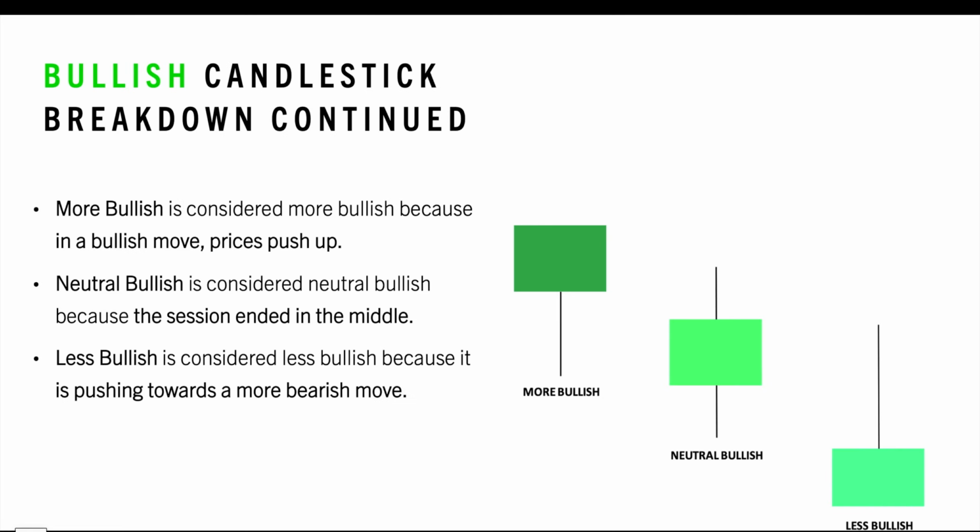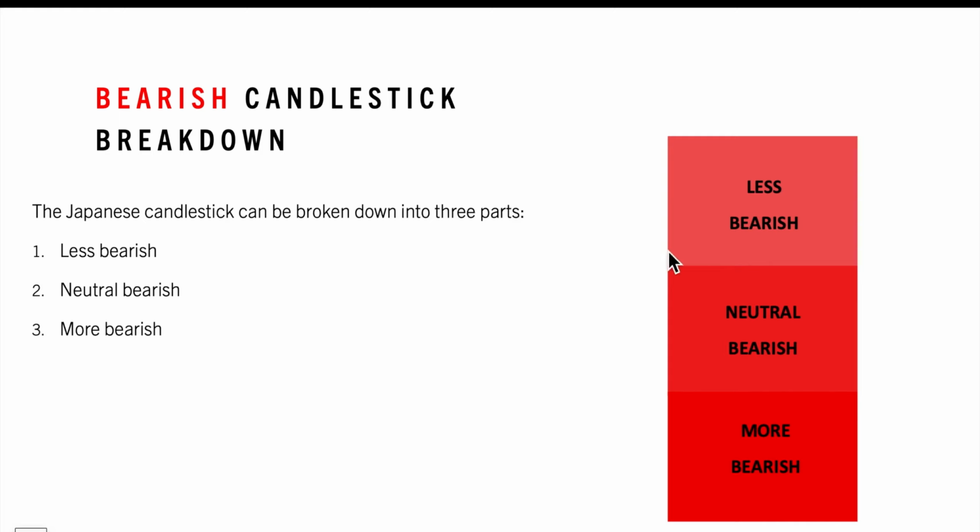More bullish is considered more bullish because in a bullish move, price pushes up. Neutral bullish is considered neutral bullish because the session ended in the middle. And less bullish is considered less bullish because it's in a more bearish move. Doesn't that make sense? In a bearish candlestick breakdown, you have less bearish, neutral bearish, and more bearish.